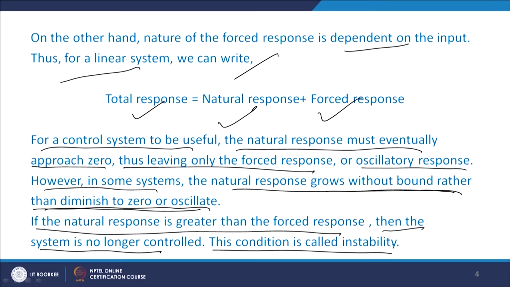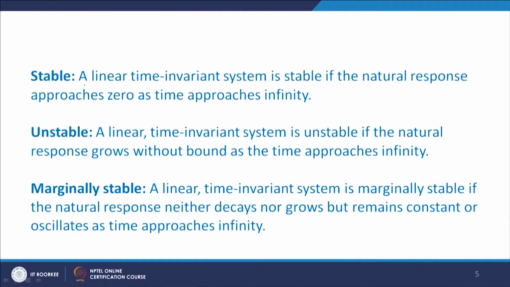That means your forced response must be greater than the natural response for the stability of the system. If the forced response is greater, it is okay. If the natural response is greater than the forced response, the system is unstable. We always want the forced response to be more than the natural response. Now we can define stability in this way also.